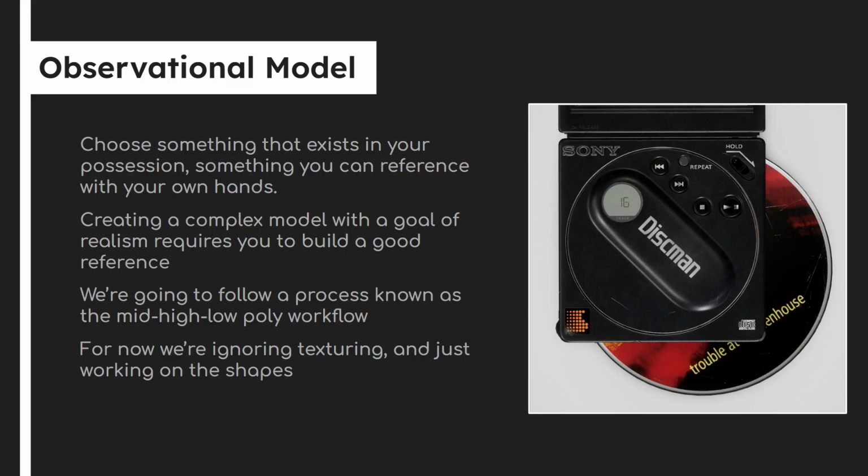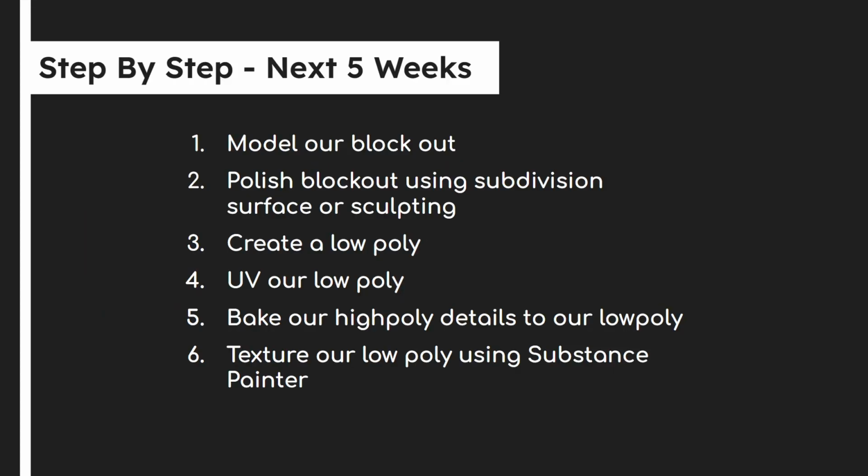So we're trying to create a complex model with the goal of reason, and it requires you to build good references. Because if you don't have good references, your model is going to stink. So we're working one step at a time, going through and making sure every step is good. And we're not going to texture anything yet.